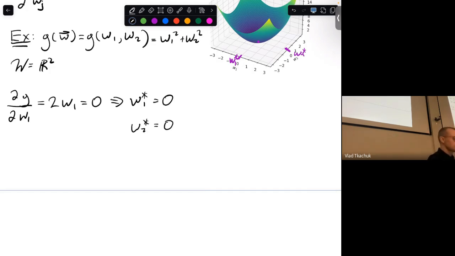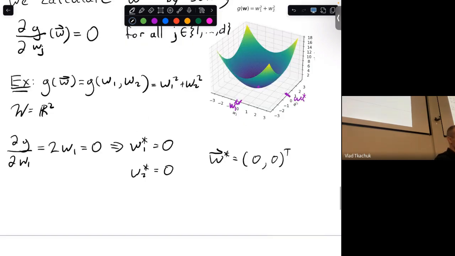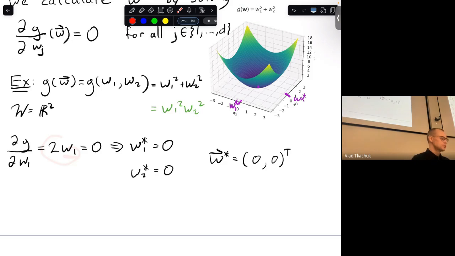And you get your solution, and you're like, okay, my W star vector is equal to 0, comma 0 transpose, which is exactly this point over here. Okay, and you can imagine, and you're going to do this in your assignments, if you now have functions that are more complicated. So for instance, if you have W1 squared, W2 squared, now when you take derivatives, you don't end up with just a function of W1, you end up with a function of W1 times W2.